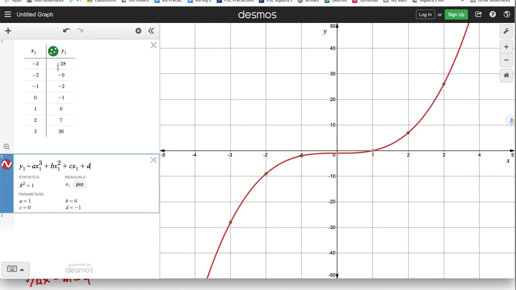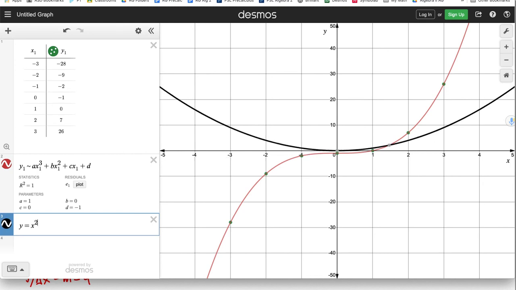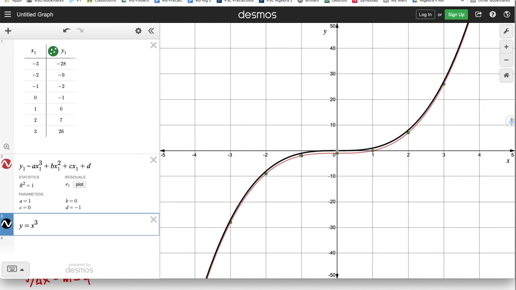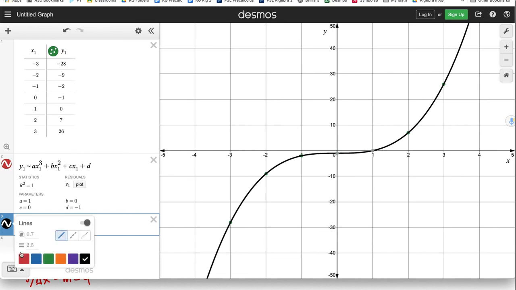In fact, as I was making up the table of values, I was calculating the y-coordinates from the equation that I had in my head. And so what we really have for our equation, I want to write it again without the y1 and the x1 by substituting the values for a, b, and c. So I have y equals 1 times x cubed, plus 0x squared plus 0x plus d, which is a negative 1. So we get x cubed minus 1, and I'm just going to make that the red graph, and I'm going to turn off the regression equation.